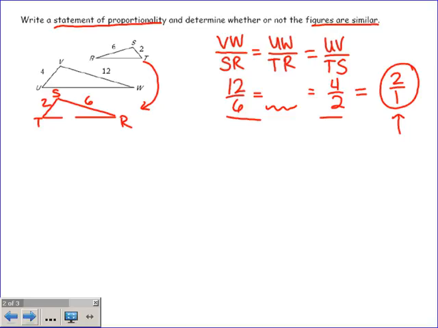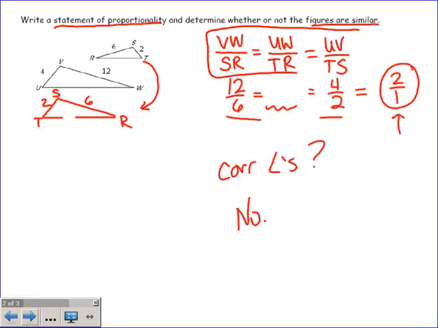So I would probably write something like corresponding angles, question mark. We don't know anything about the angles, so I would have to say, no, these aren't similar. We're just lacking a lot of information. Okay? But writing this statement gets us a long way to it.